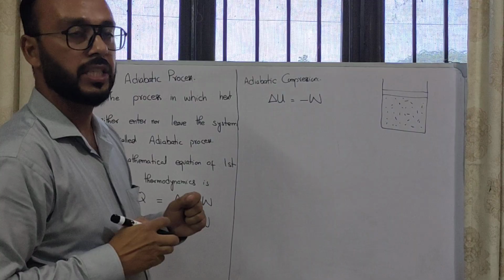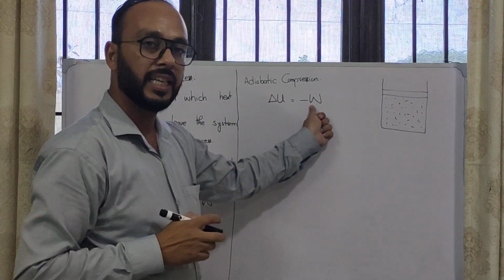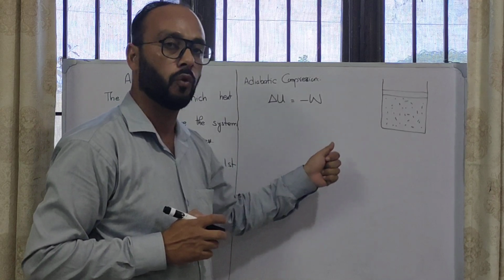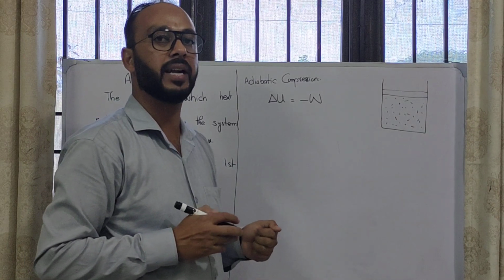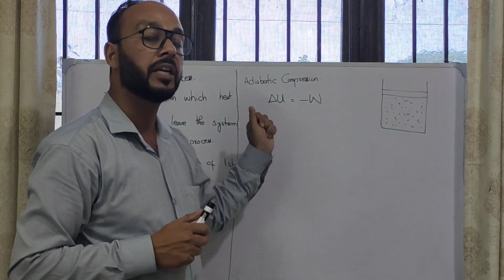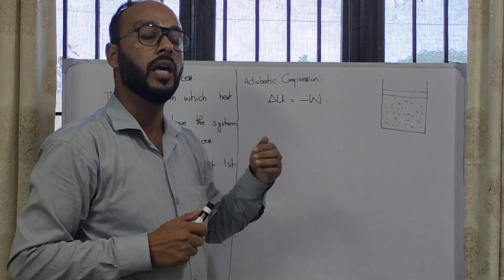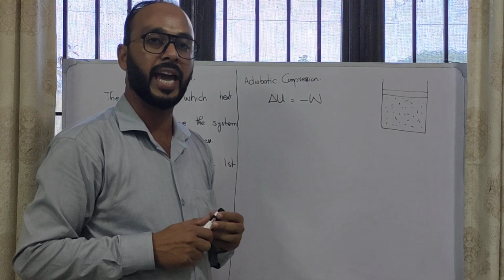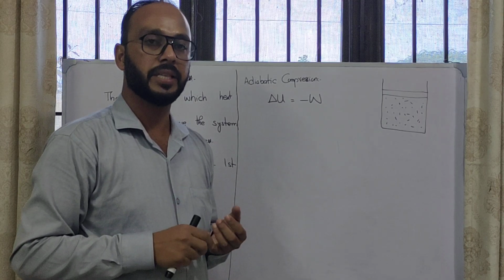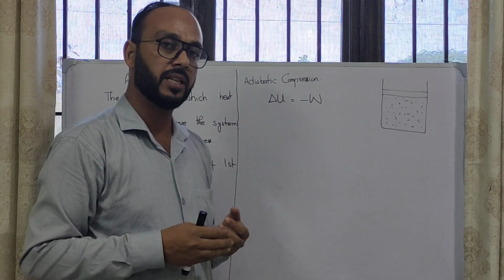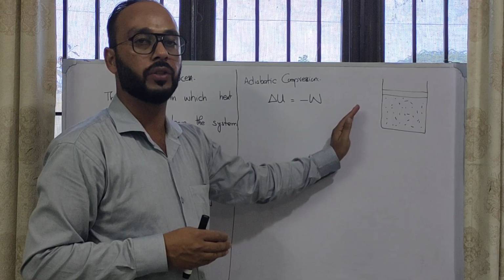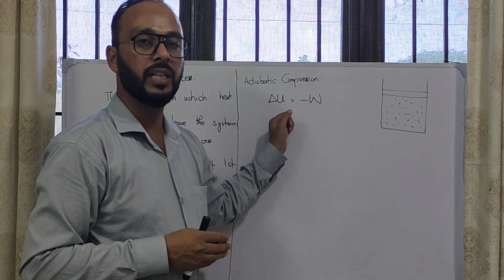From this equation we can see that when work done is negative, meaning when the environment does work on the system under adiabatic condition, the change in internal energy of the system is positive. Internal energy of the system positive means the temperature of the system will increase, as internal energy depends upon temperature. When gas is compressed by doing work on the gas, the temperature of the system will increase.